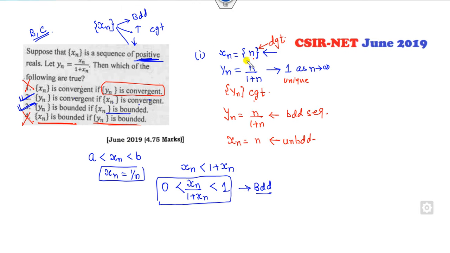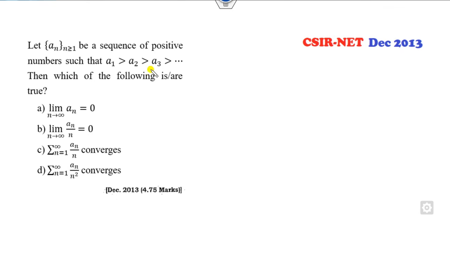So it's simple. You think about any divergent or unbounded sequence. Look at this one. An is a sequence of positive numbers such that this holds. What is given to you? The Ai's are greater than or equal to 0. What is the meaning of this? A1 is greater than or equal to the next terms. It means the Ai's form a decreasing sequence. That means it is monotonic.